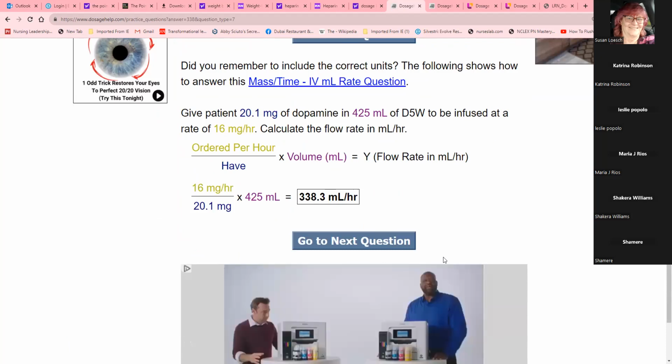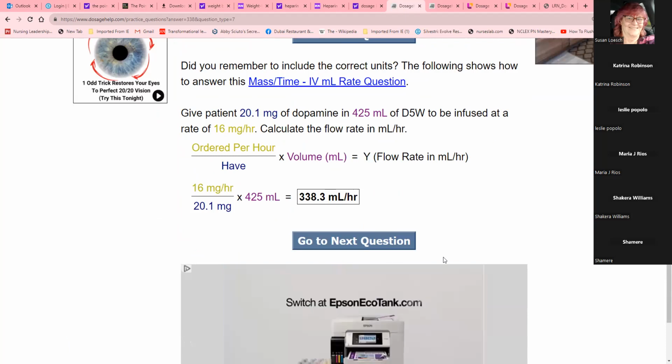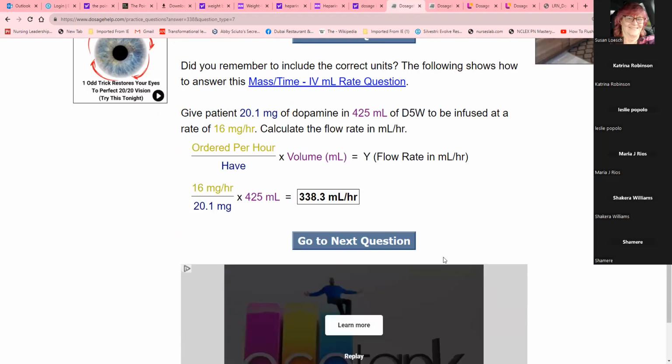You know that that's your ordered dose, 16 milligrams per hour, because that's what you're giving it at. Otherwise, you're giving the wrong dose. Mm-hmm. Okay, I see it now. And what you have on hand is the 20.1 in 425 mLs. It's just the way they word it. So, you have to be able to figure out which component is what and put it together because they word it all kinds of ways. Yes.